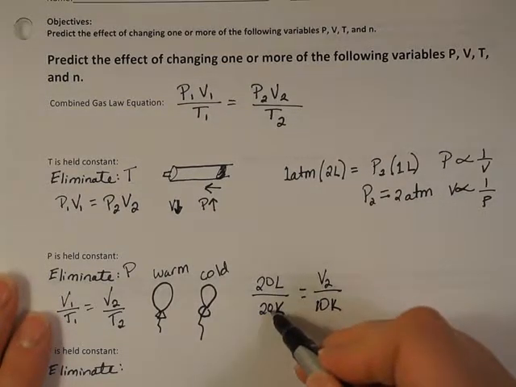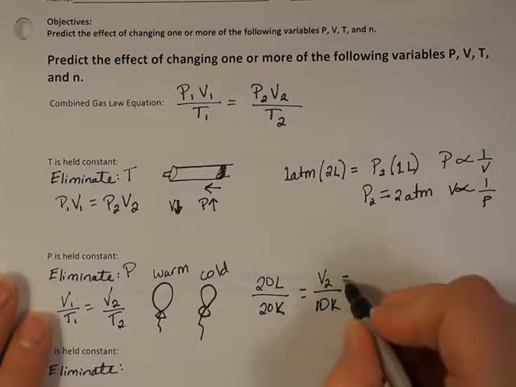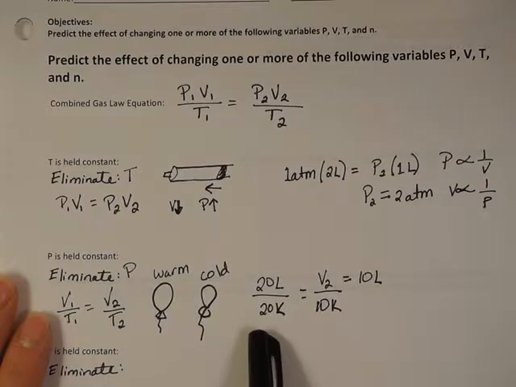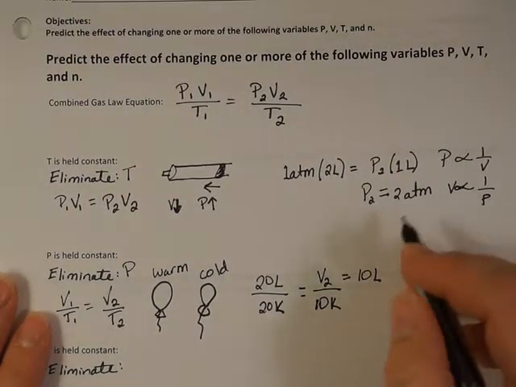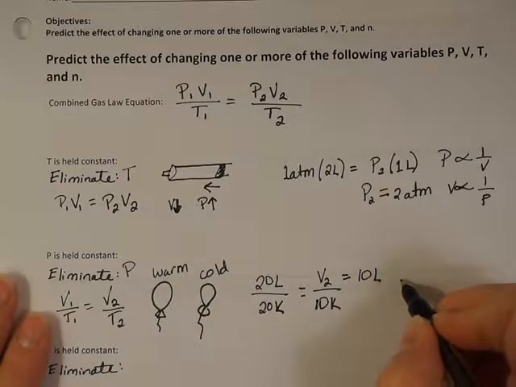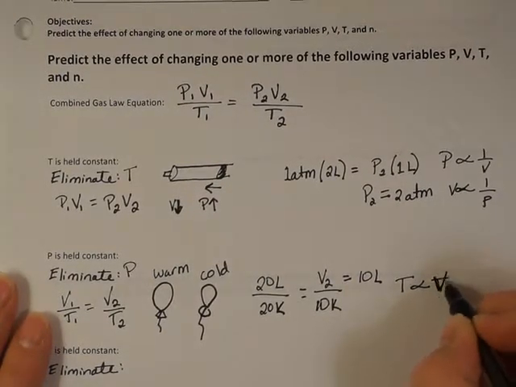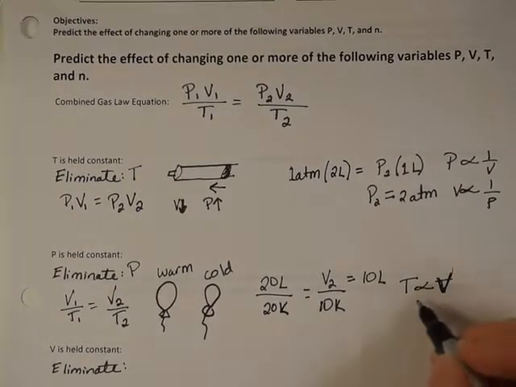20 over 20 equals 1. Blank over 10 equals 1. Volume must be 10 liters. And just like I said, our temperature's going down, our volume's also going down. This means that temperature and volume are directly proportional. Temperature and volume are directly proportional.